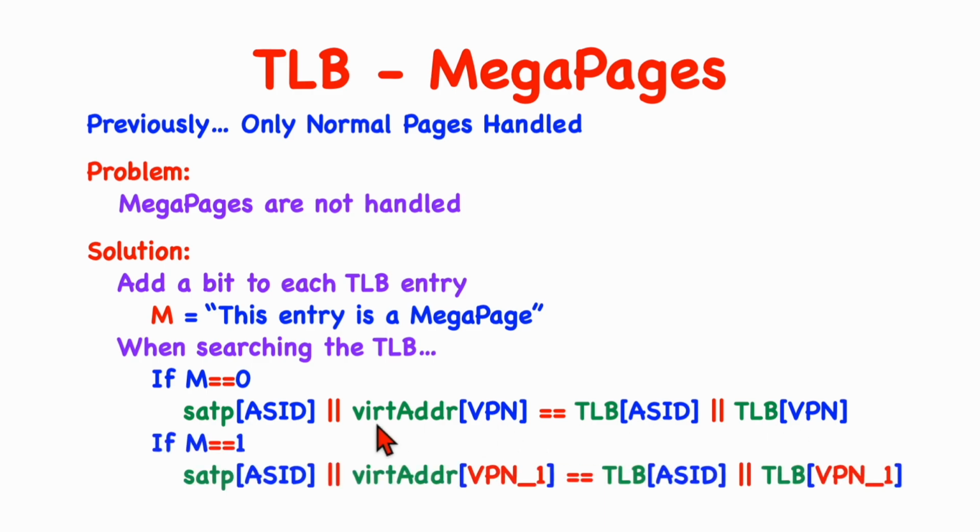However, if the M bit is set to 1, then the entry in the TLB represents a megapage, so the matching is going to be a little different. The memory management unit will still compare using the address space identifiers as before, but now only part 1 of the virtual page number, that is the upper 10-bit index from the virtual address, will be compared to the upper 10 bits of the virtual page number in the TLB entry.